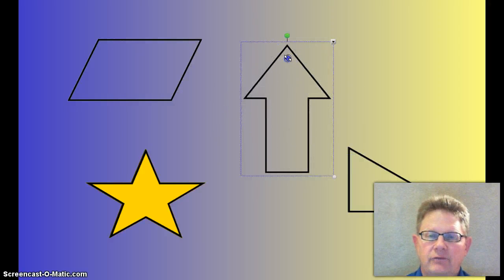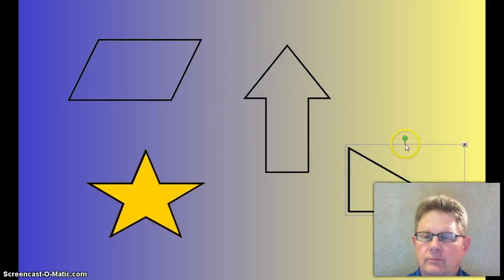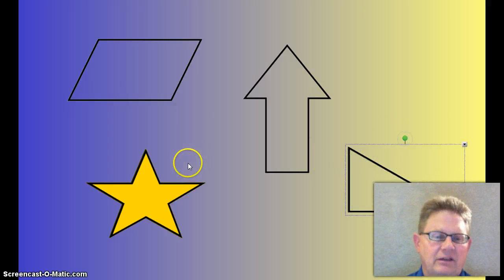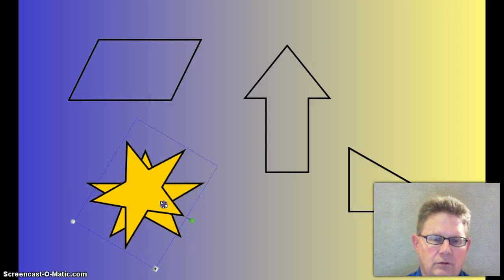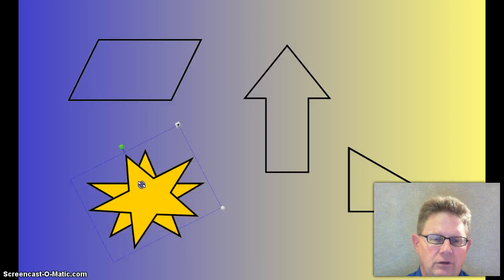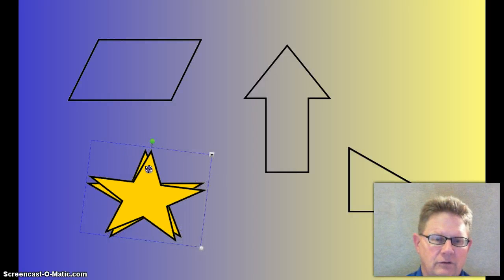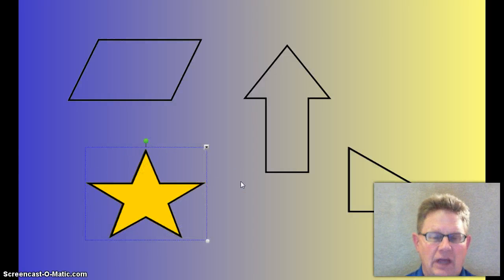This arrow, no, not even close. Triangle, no. I bet the star does, right? Oh no, look how warped that is. Told you it looked a little squat for a good star. So that does not have any rotational symmetry whatsoever. Alright. This will conclude Honors Geometry, Lesson 9.6, Symmetry.